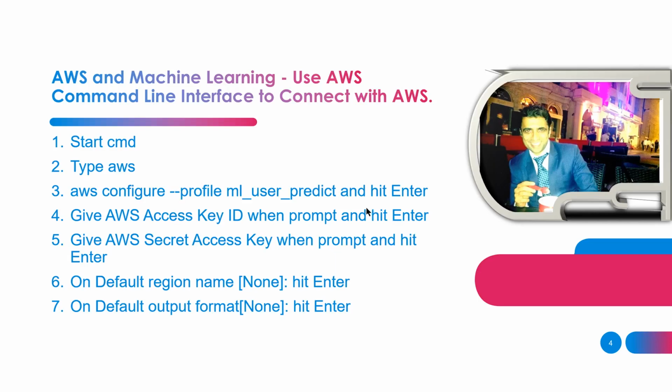Once we do that, we hit enter, and it will ask for the AWS access key ID when it prompts. We give it and hit enter, and then it will ask for the AWS secret access key, and we'll give it and hit enter. We will not do much on the region name and the output format. We'll just hit enter.